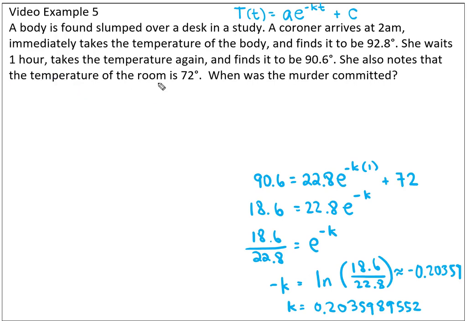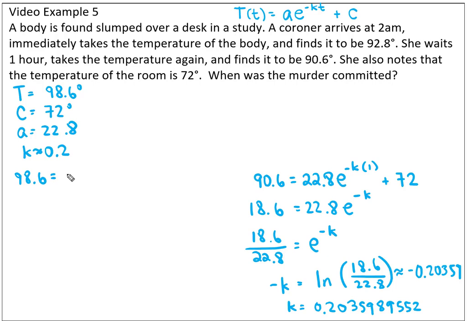One thing that this question does not tell us is that the temperature of the body before it died should be 98.6 degrees Fahrenheit. So if we want to find out when the murder was committed, we're trying to find out when the temperature of the body was this. Let's recall that our C is 72 degrees, our A was 22.8, and our K, we're going to just estimate it to be 0.2.